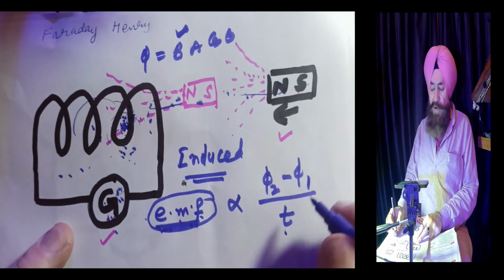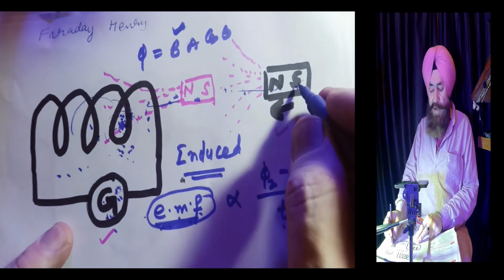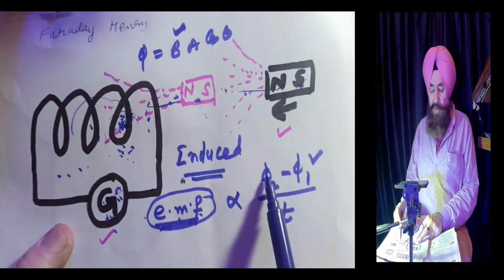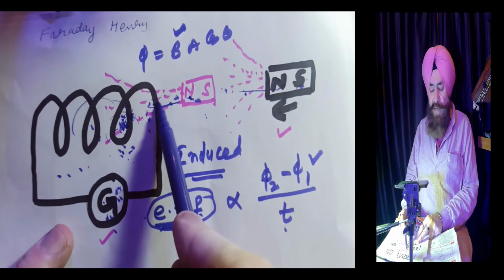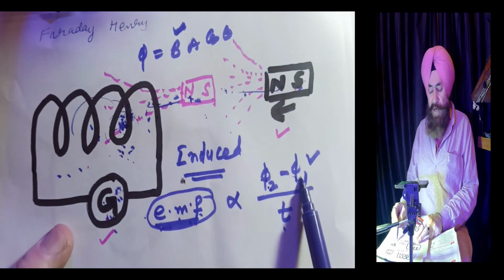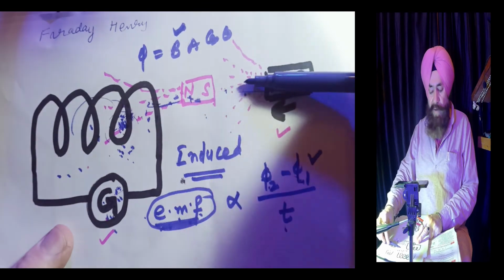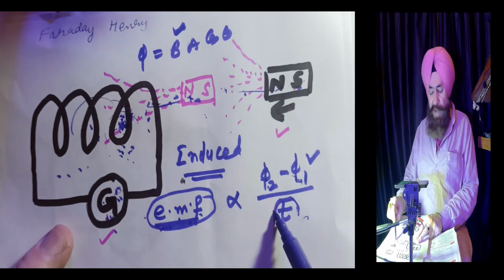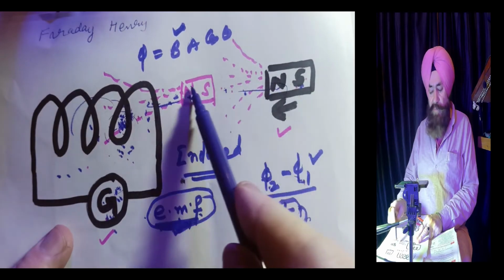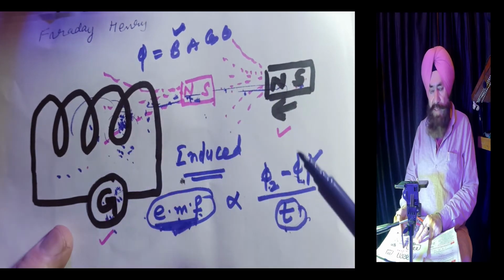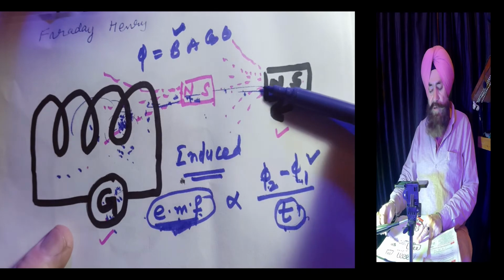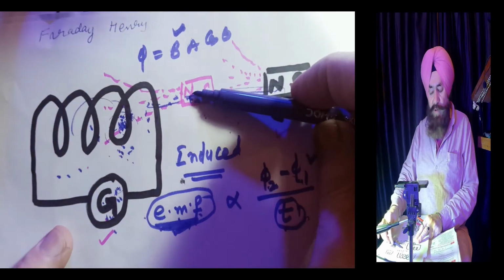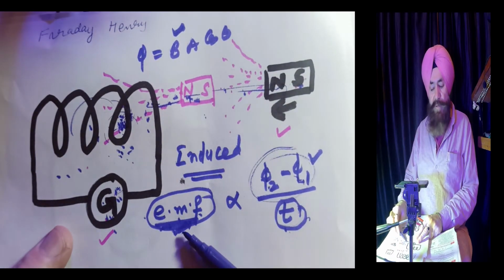Phi2 minus Phi1 over T. Phi1 was the initial flux when it is far away. You moved it. Then Phi2 is the flux when it is very close. Change in flux is Phi2 minus Phi1. Now the time taken for this change is T. If T is less, the EMF will be more, meaning you did it very fast. But if T is large, you did it very slowly. If T is large, meaning slow change in flux, then EMF will be small.